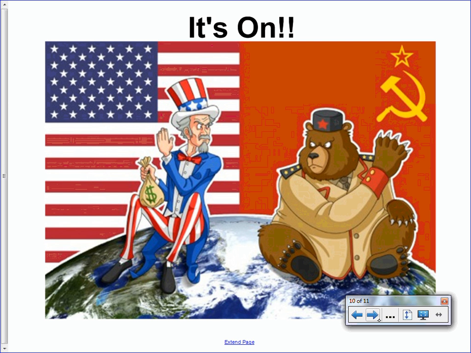So finally, it's on now. The Soviet Union wants to spread communism. Remember, there's our bear. And the United States wants to contain communism. So we now have a clash of ideals. Everything that happens in the world for the next 40, 50 plus years is going to be related in some way to the Cold War.